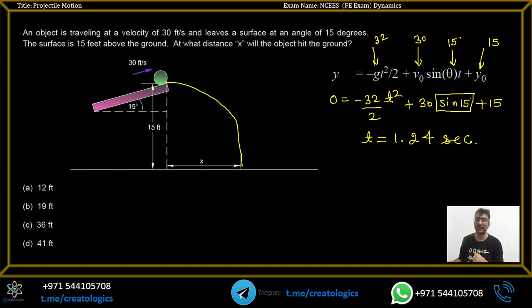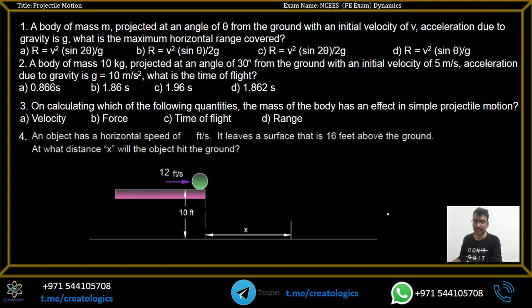Now let us find the value of x. Again I will use the same equation, which says x is equal to v naught cosine theta t plus x naught. V naught is 30, theta is 15 degrees, and the time is already known to us, 1.24 seconds, plus x naught. There was no initial distance covered in the x direction, so x naught is 0. You can use this expression to get the value of x.